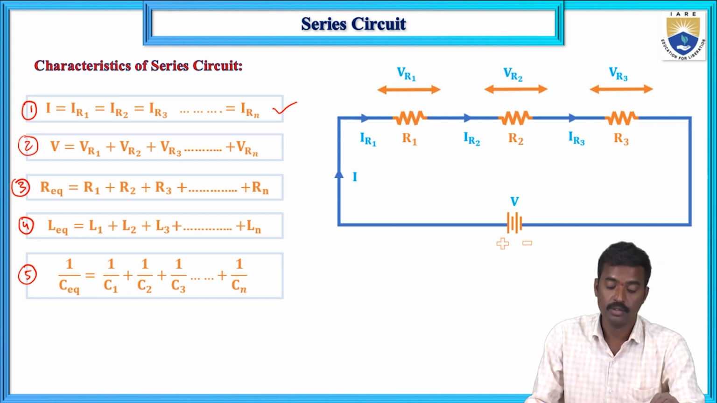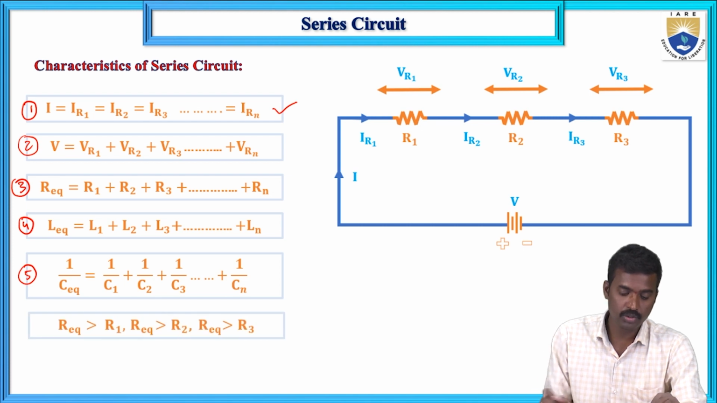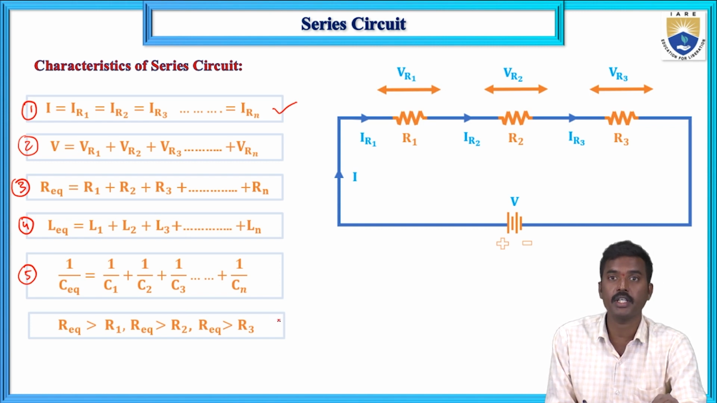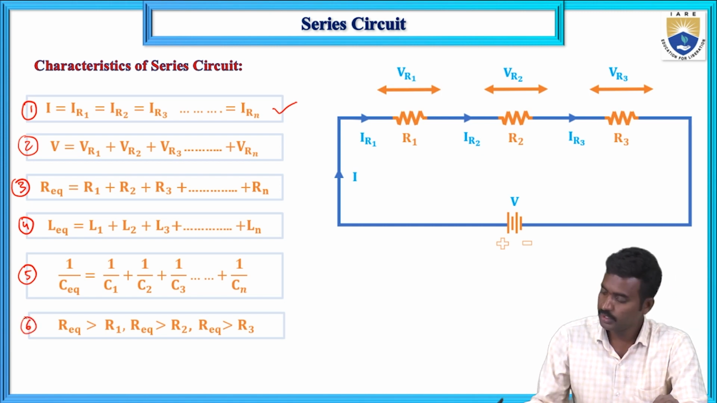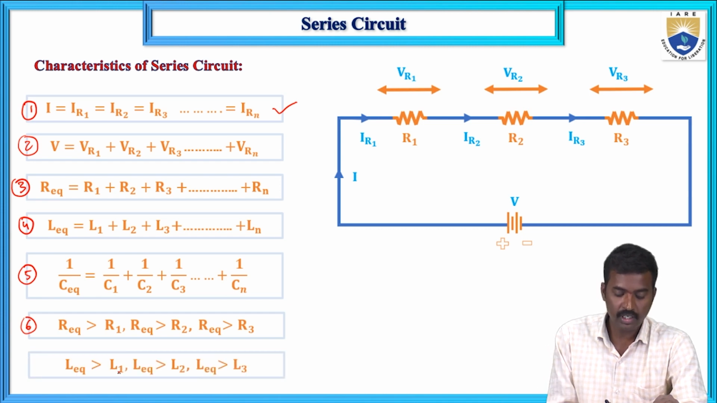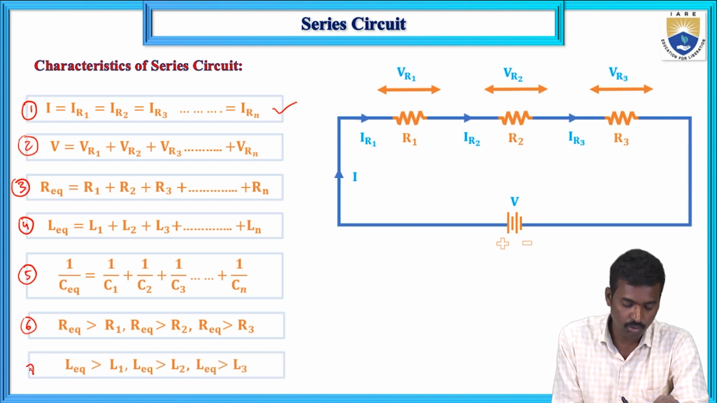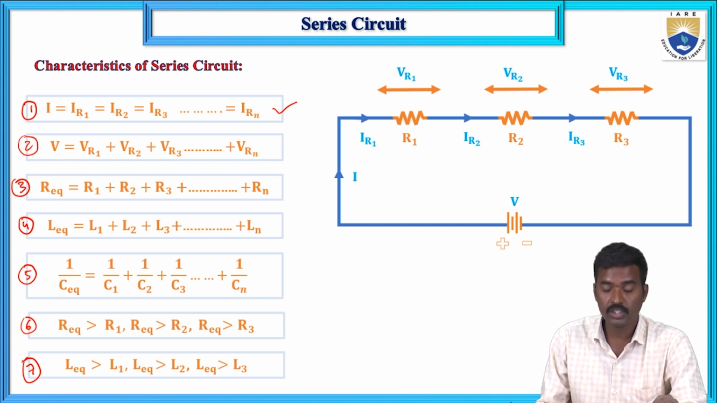Next, if you observe the third equation, here R equivalent is always greater than R1, R equivalent is always greater than R2, and R equivalent is greater than R3. So from this we can say R equivalent is the largest of all individual resistances. In the same fashion, this is the sixth property. Next, this is the seventh one: L equivalent is the largest of all individual inductances.